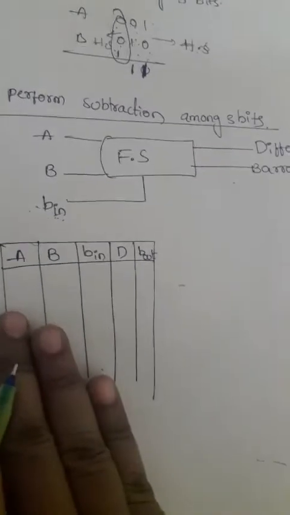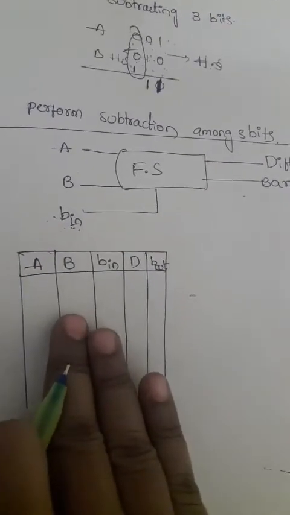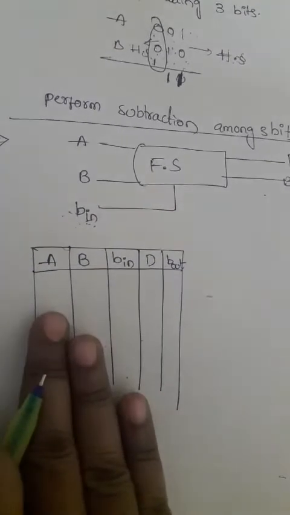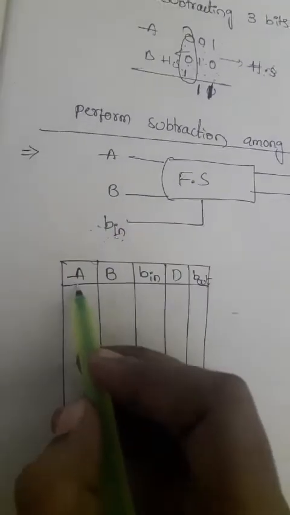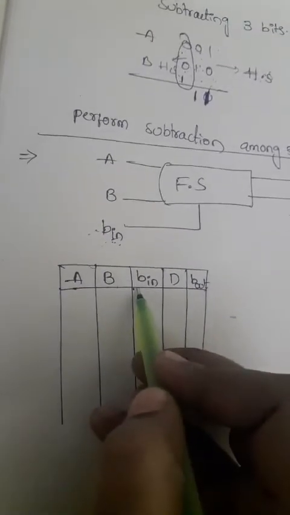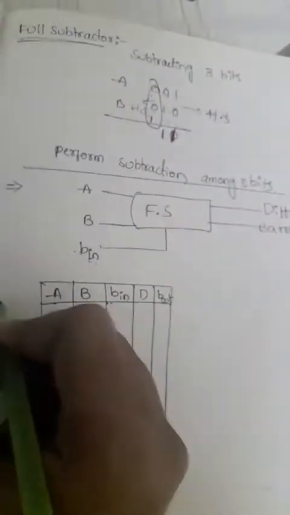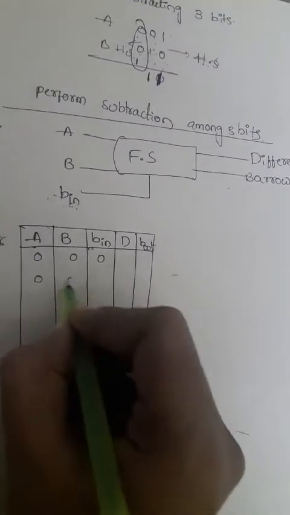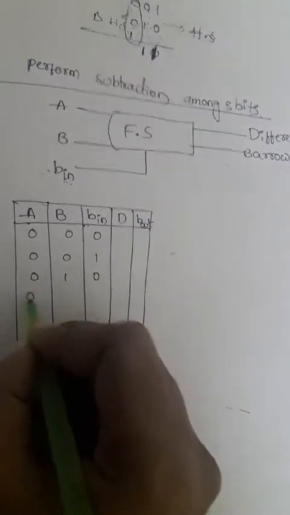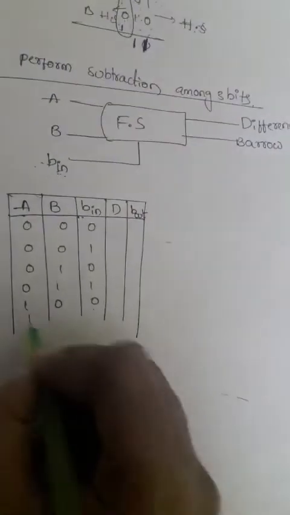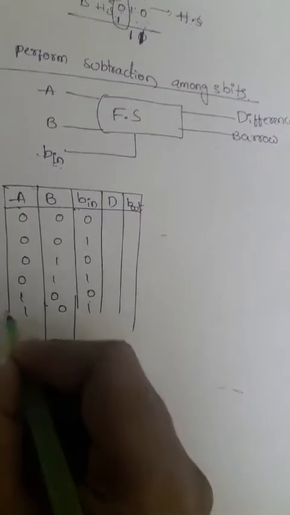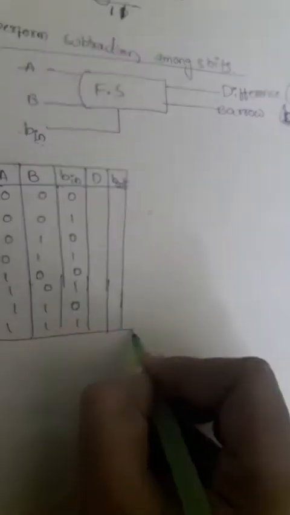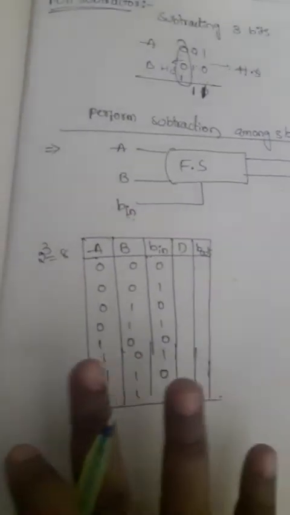Now we need to consider the subtraction between the inputs. First of all, how many inputs do we have? 3 inputs, A, B, B in. So how many possibilities are we getting? Totally 8 possibilities. Then you can write 000, 001, 010, 011, 100, 101, 110 and 111. Okay, so these are our input combinations.